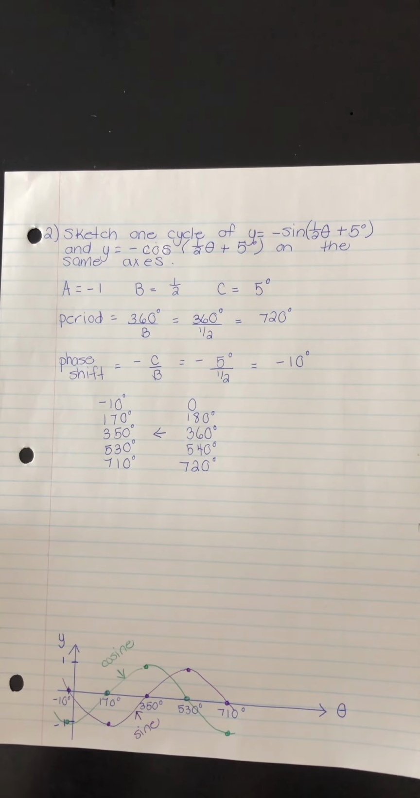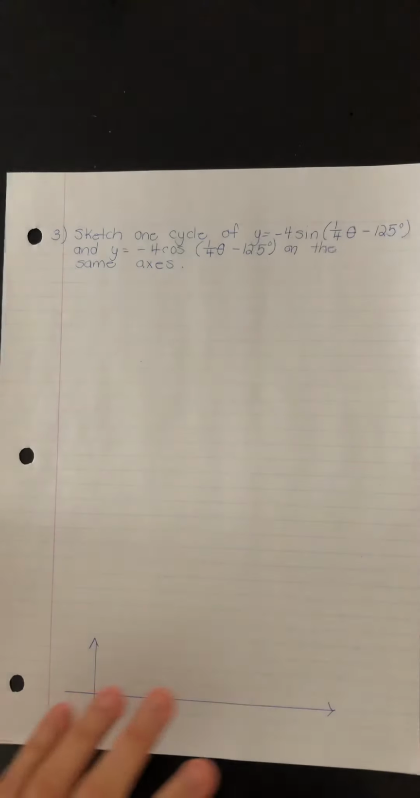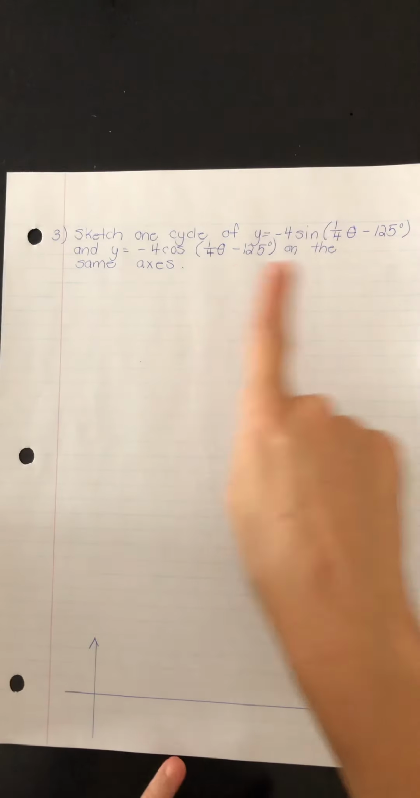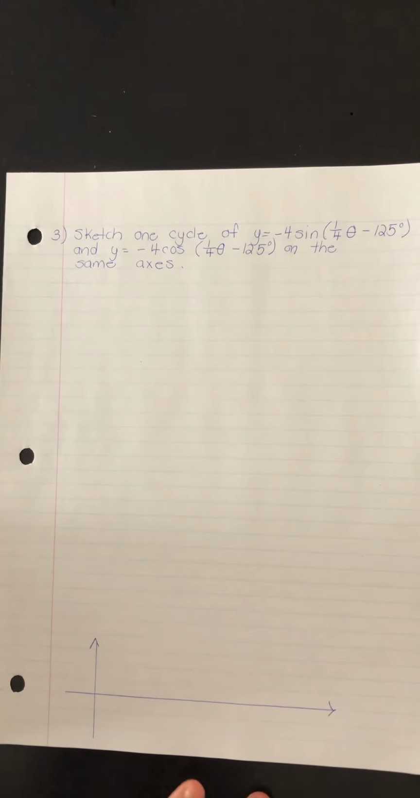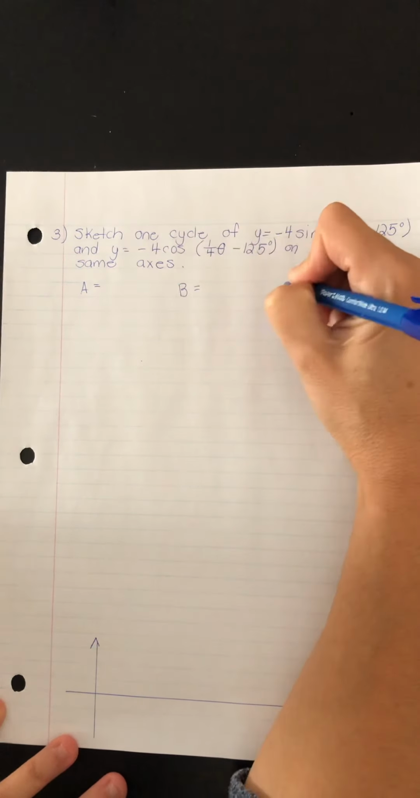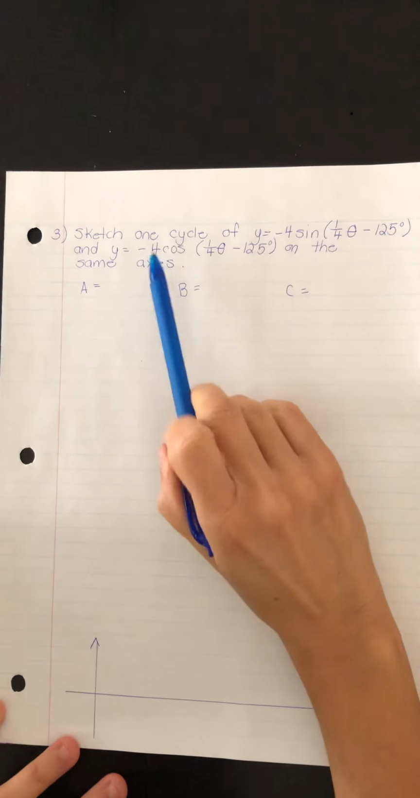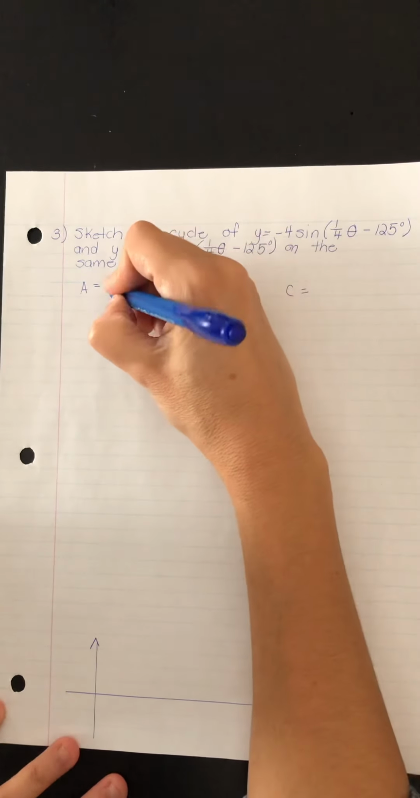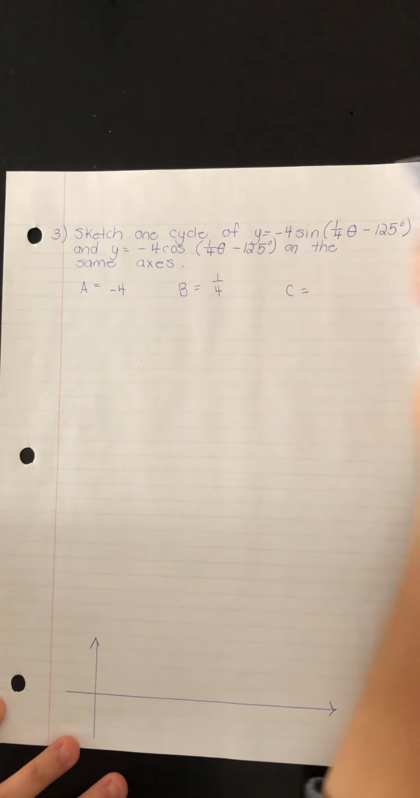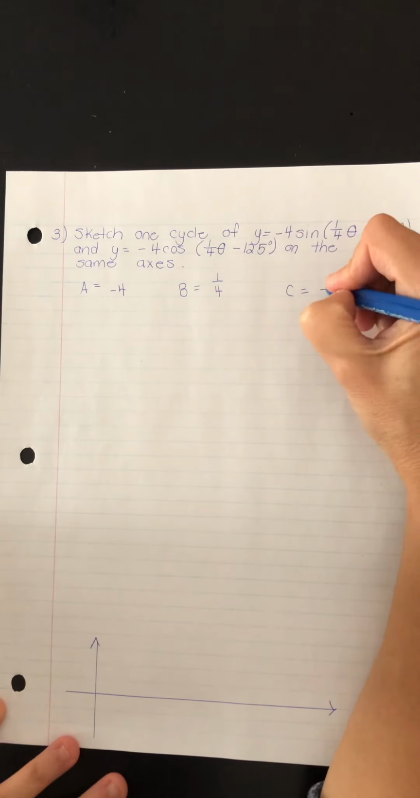Okay, maybe we'll just do one more together to make sure you're all solid with this. One more. Then you can try some on your own if you like. All right, so last one here. We've got our 2 equations. We're going to say the values for A, B, and C. The value of A is -4. The value of B is 1/4. And C is -125 degrees.